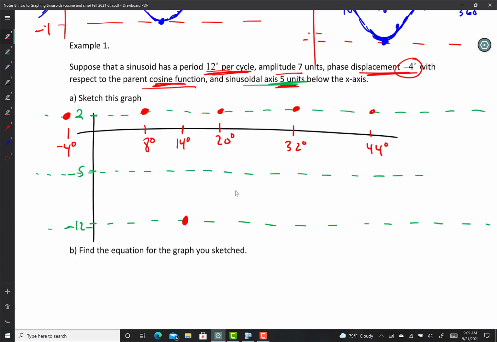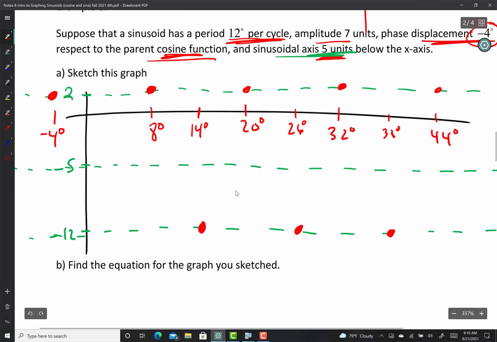And now I'm just going to add 12 every time, guys. 14 plus 12, 26, another point. 26 plus 12, 38, another point at the min. Do you see what we did? Okay, we're almost there. Look, we almost have a beautiful sketch.